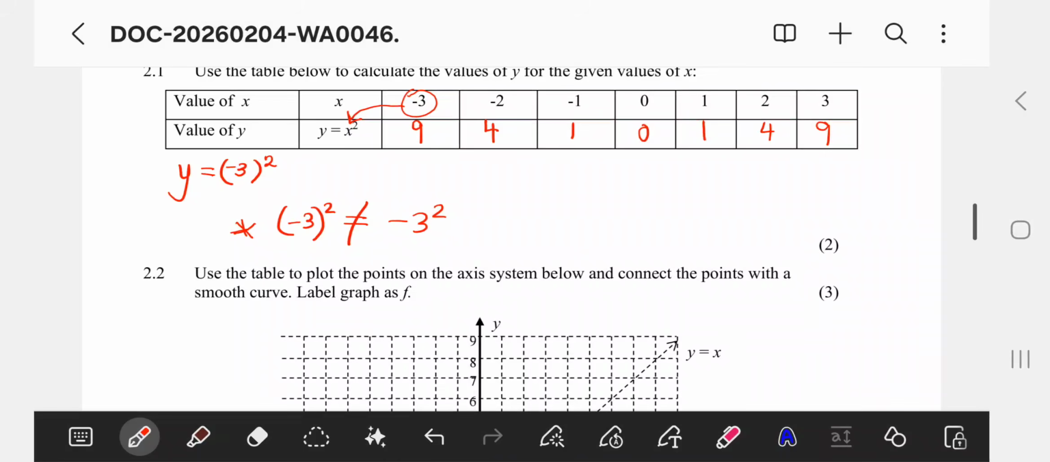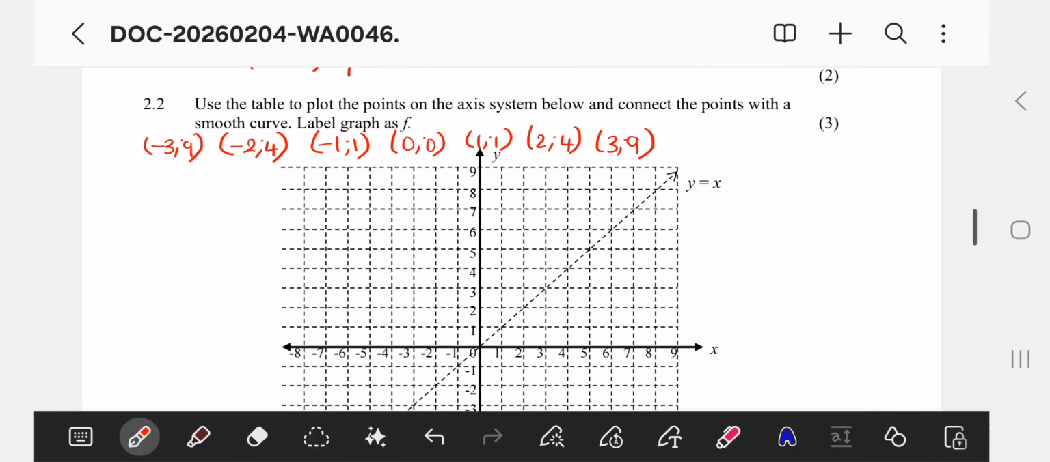2.2 says, use the table to plot the points on the axis system below and connect the points with a smooth curve. So I just want to write down these points as coordinates so it's easier for us to draw. We've got negative 3 and 9, negative 2 and 4, negative 1 and 1, 0 and 0, 1 and 1, 2 and 4, and 3 and 9.